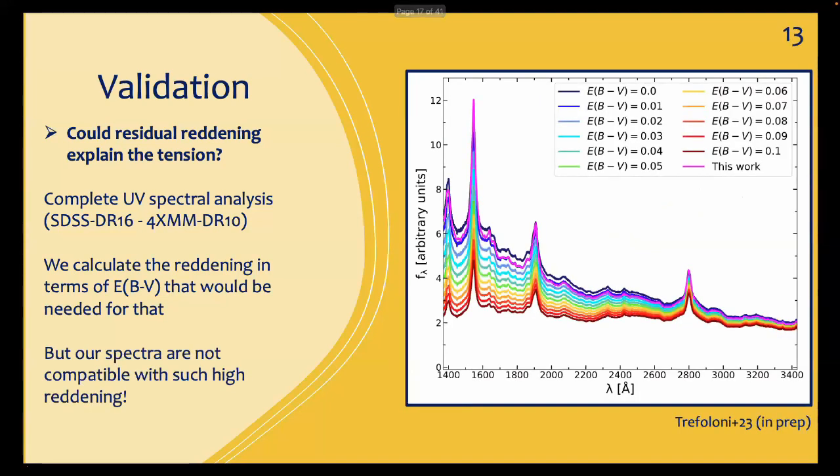But if we now look at all the UV spectra from our sample and we stack them together, what you see here is our objects, the magenta line, while the extinction that would be needed to explain the tension would give us a spectrum that looks like this, the red-brown one. So our objects are clearly not as reddened as would be needed to explain the presence of this tension.